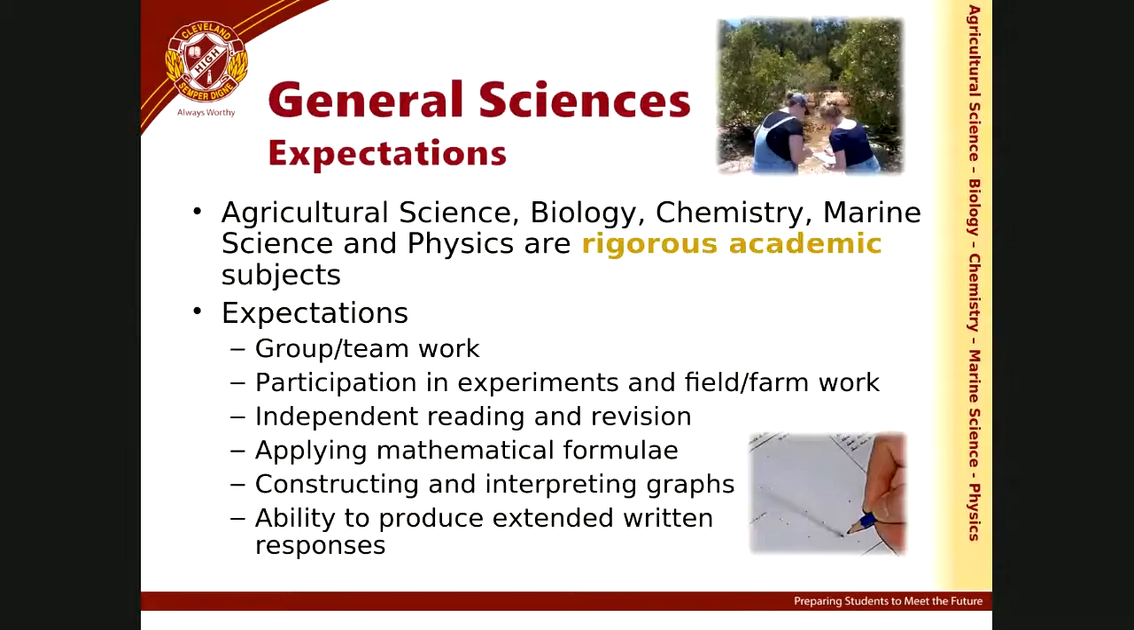So the general sciences, all of them: ag science, biology, chemistry, marine science, and physics, are rigorous academic subjects, and they all have the same kind of standards and expectations of them. So no one of them is particularly easier than any of the others. They're all just very specific, in-depth subjects in those particular areas.